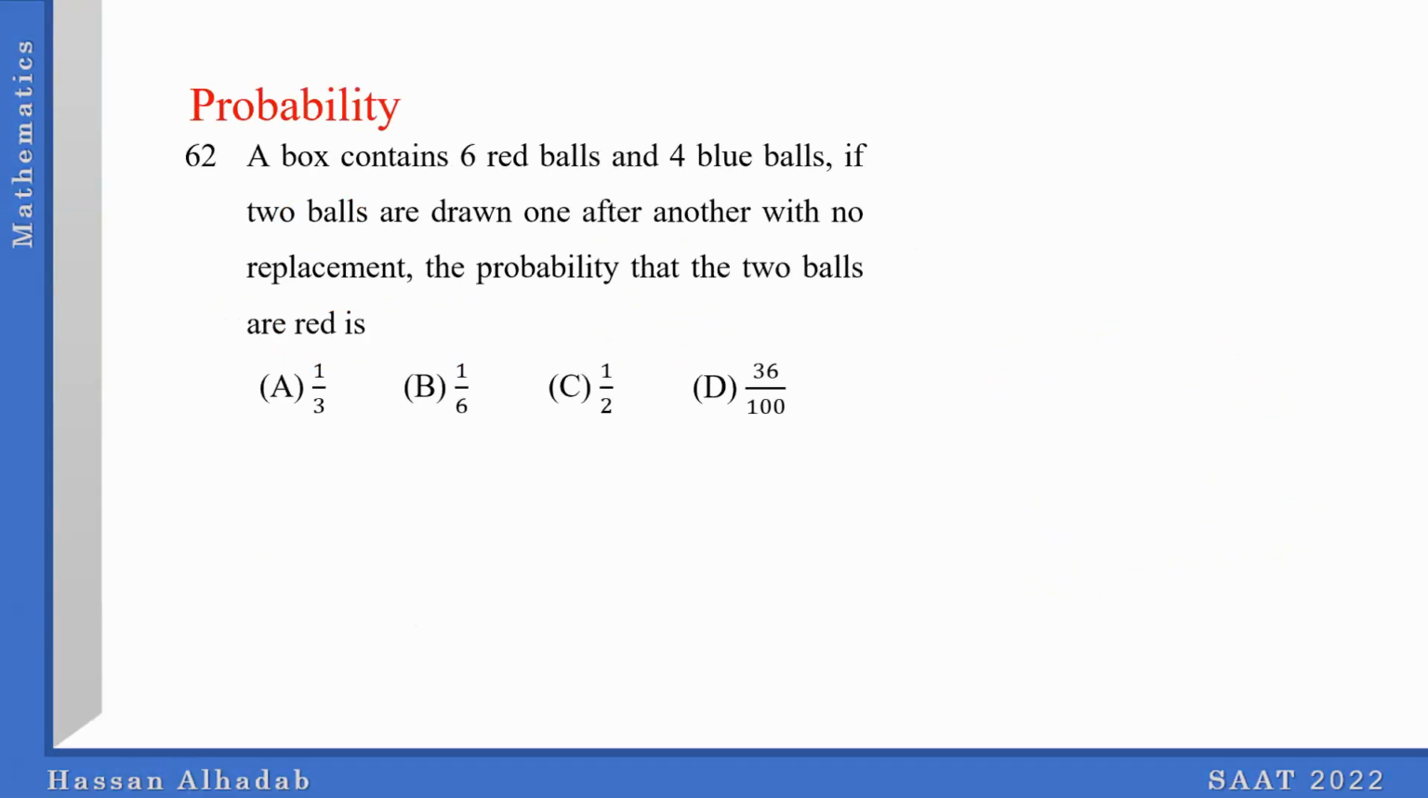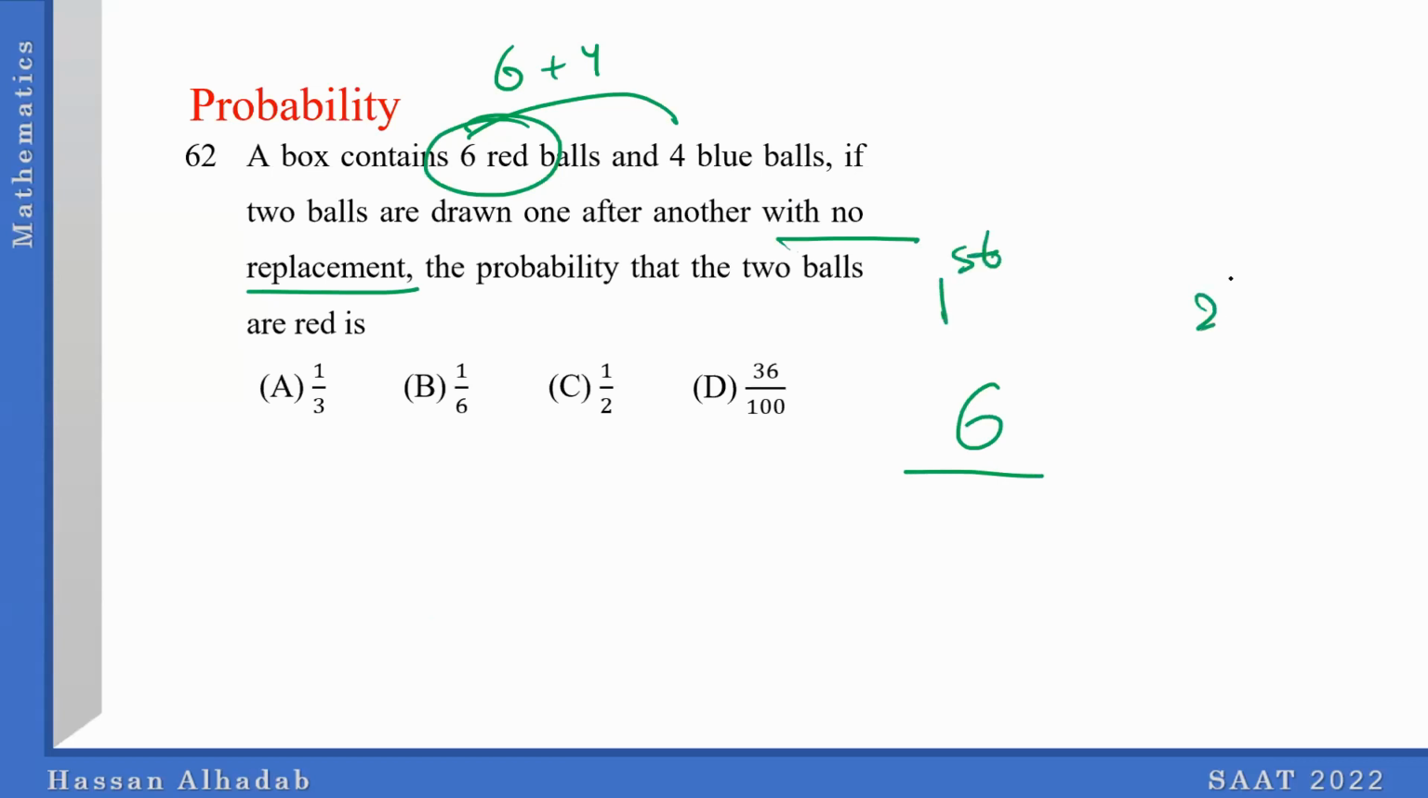So a box contains 6 red balls and 6 blue ones. If 2 are drawn one after another with no replacement, this is important, with no replacement, the probability that the two are red. So the idea is the 2 are red. So in this case, you add 6 plus 4 because how many are in there? So to pick a red one, you have 6 for the first one. This is the first attempt. This is the second.